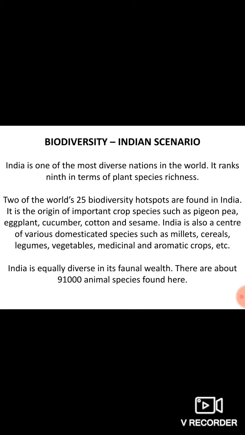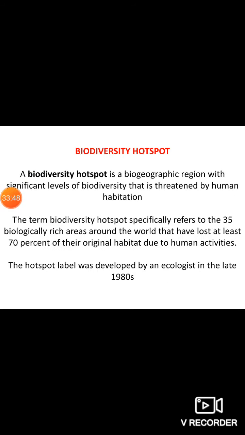Of course, in South Africa and elsewhere you can see many more varieties of animal species, but with reference to India we have approximately 91,000 species of animals that we can find here. So this is about India. The concern majorly is the 2 different hotspots which I am going to explain. I have already defined the hotspot in this slide.